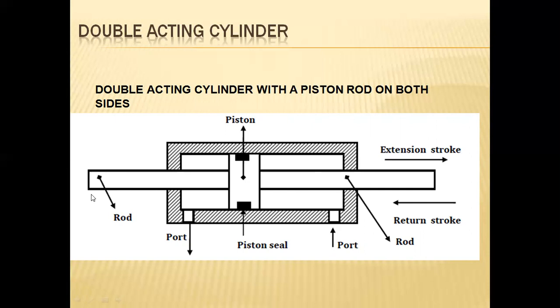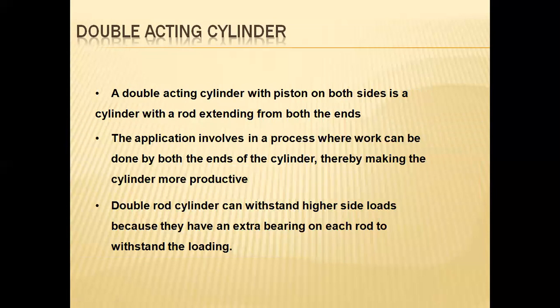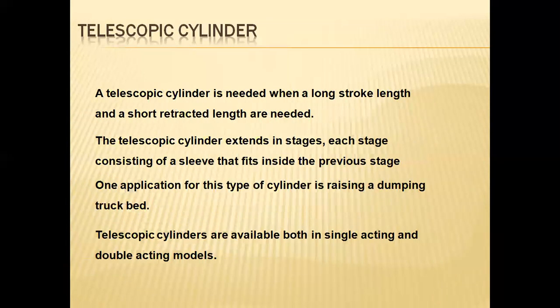Two different tasks can be performed simultaneously in the case of this piston rod on both sides. For the rest of the operation, the pressurized fluid enters port 1 and is drained at port 2. Simultaneously, when it enters at port 2, it drains back to the oil reservoir from port 1. So the double acting cylinder with the piston rod on both sides leads to such kinds of actions.